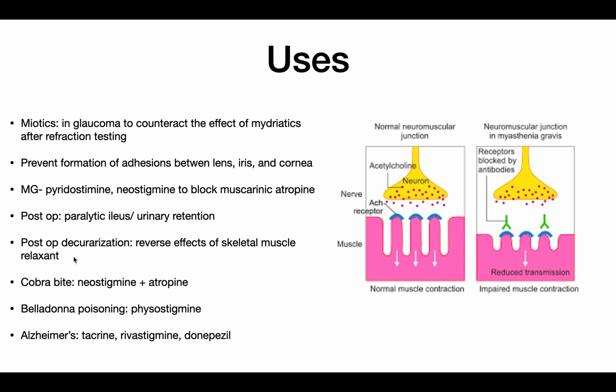Post-operation decurarization, so it's going to counteract the effects of curare. It's going to reverse that skeletal muscle reaction. It's also used to treat cobra bites. You use neostigmine along with atropine. And in belladonna poisoning, you're going to treat using physostigmine. And in Alzheimer's, tacrine, rivastigmine, and donepezil.